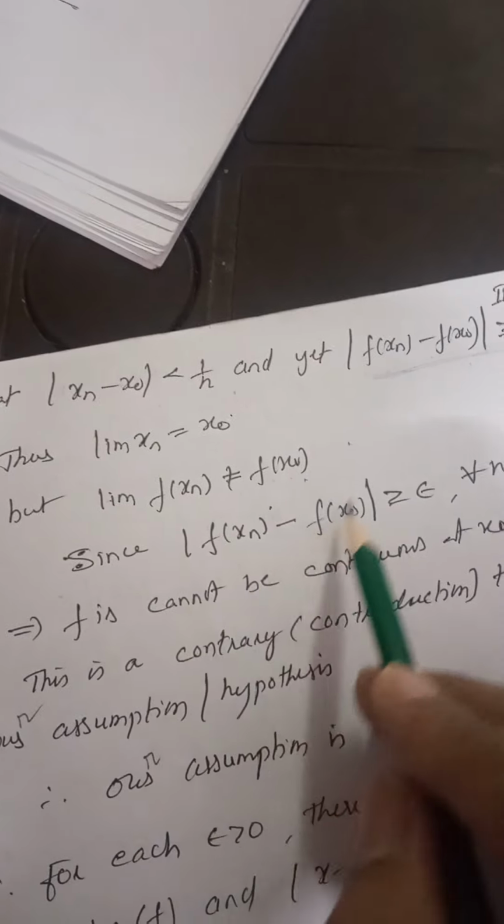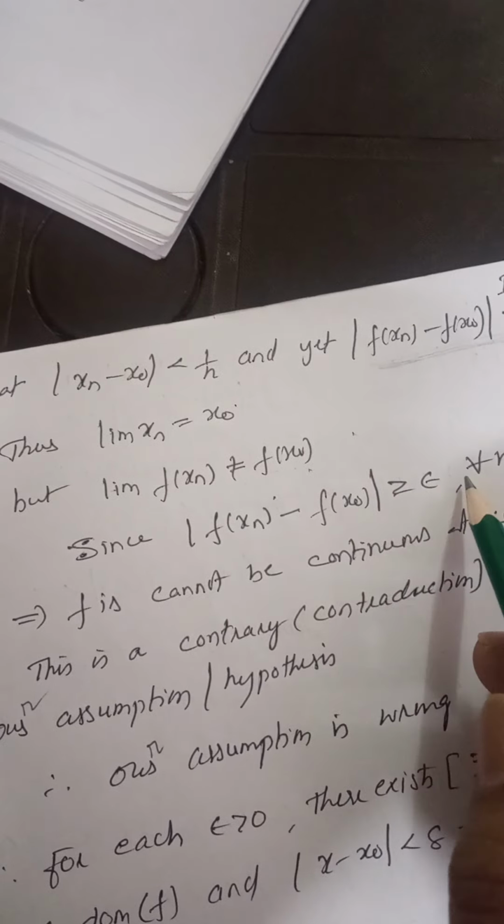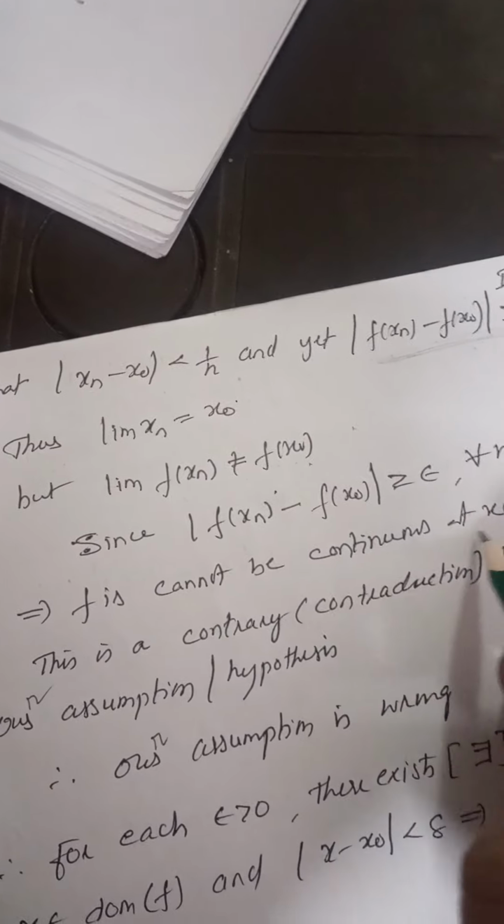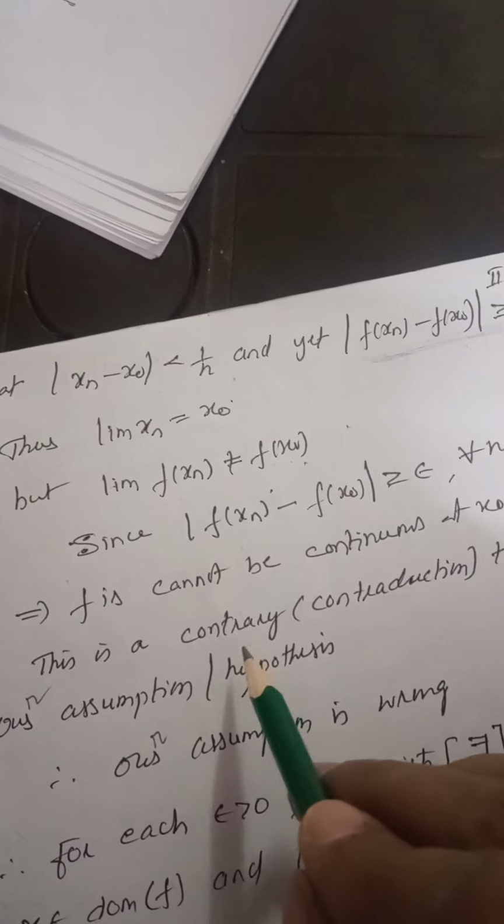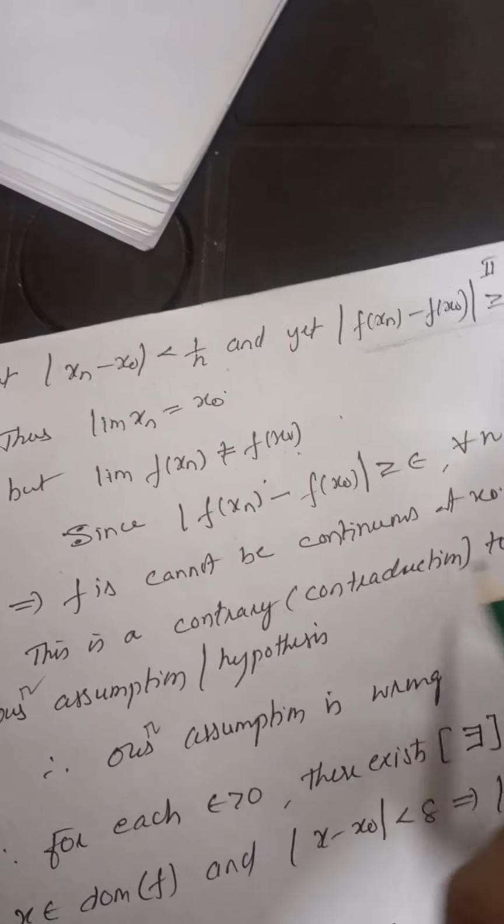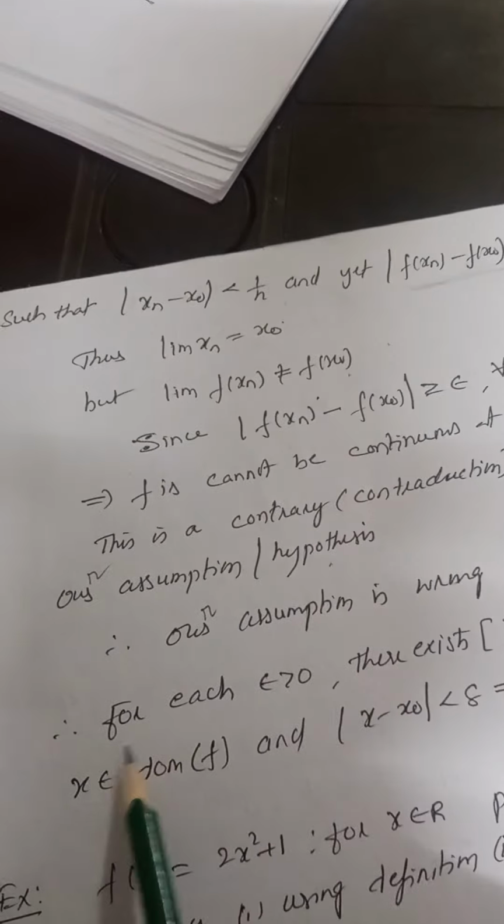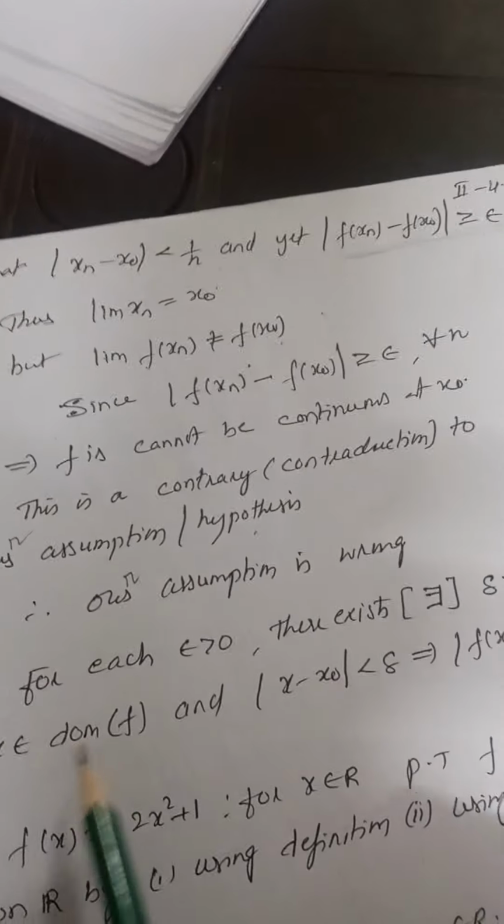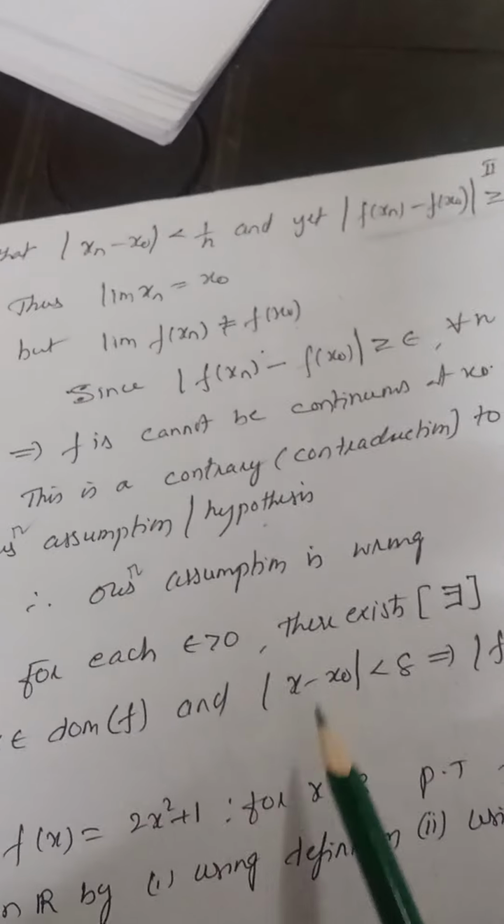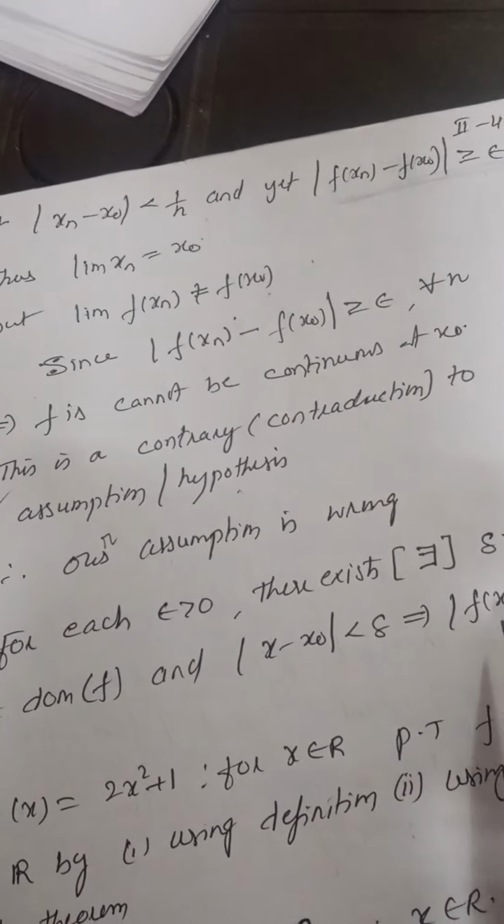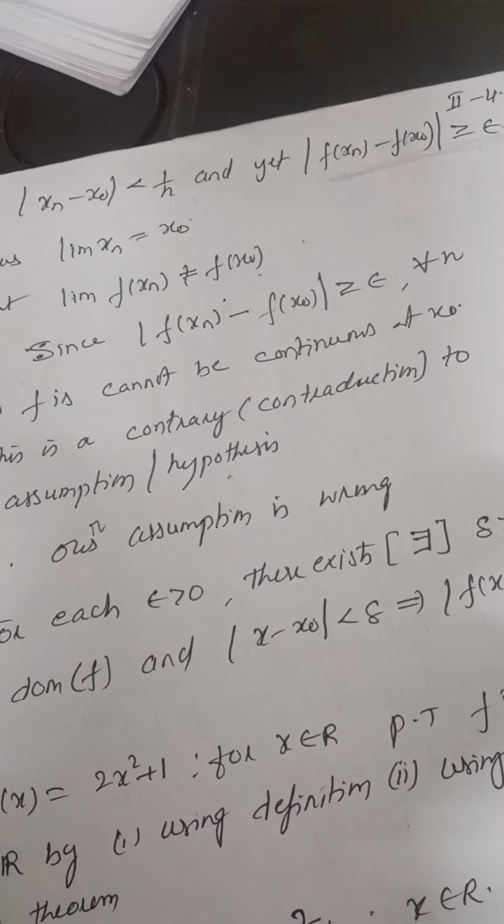Since mod f of xn minus f of x naught is greater than or equal to epsilon for all n, f cannot be continuous at x naught. Thus, this is a contradiction to our assumption or hypothesis. Therefore, our assumption is wrong. Our assumption is wrong means its negation is true. Therefore, for each epsilon greater than 0, there exists delta greater than 0 such that x belongs to domain of f and mod of x minus x naught less than delta implies mod of f of x minus f of x naught is always less than epsilon.